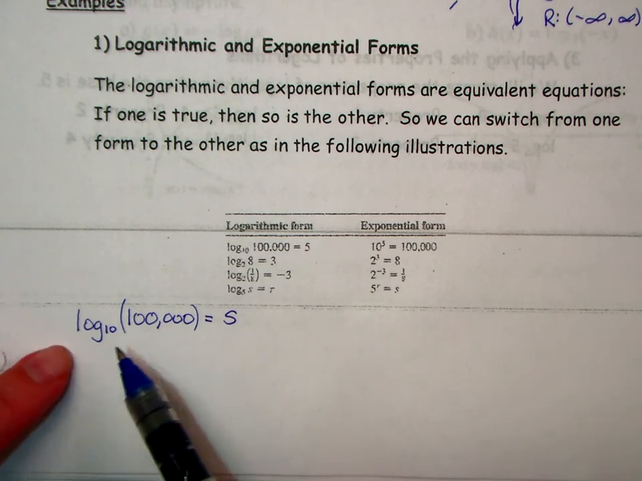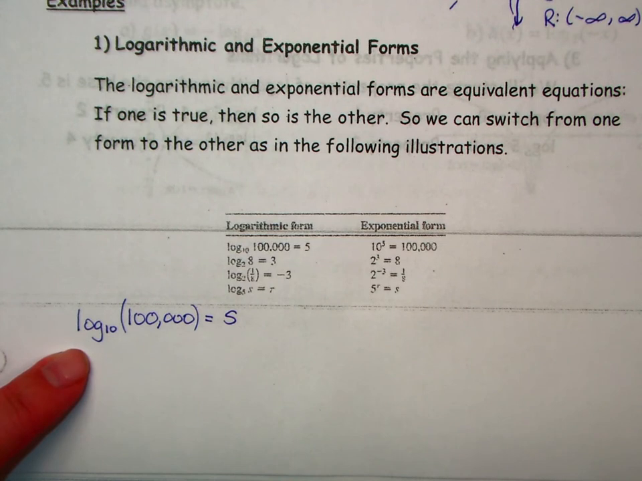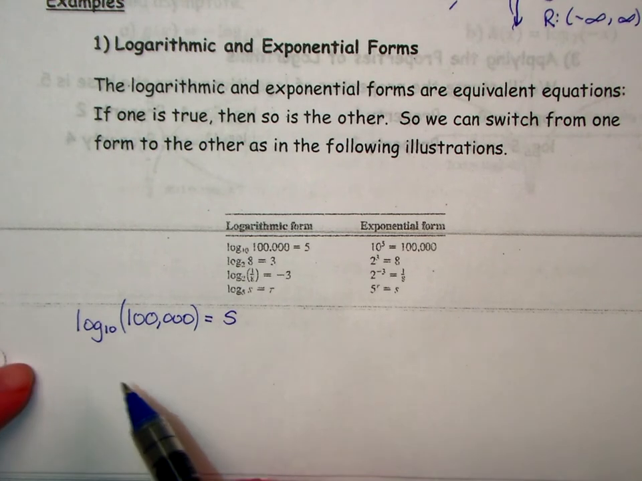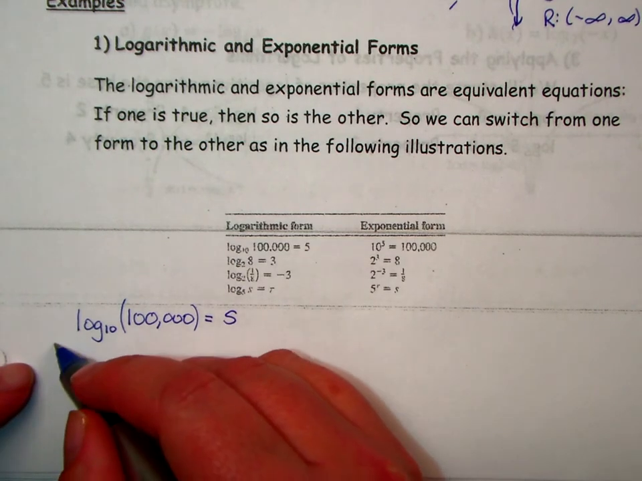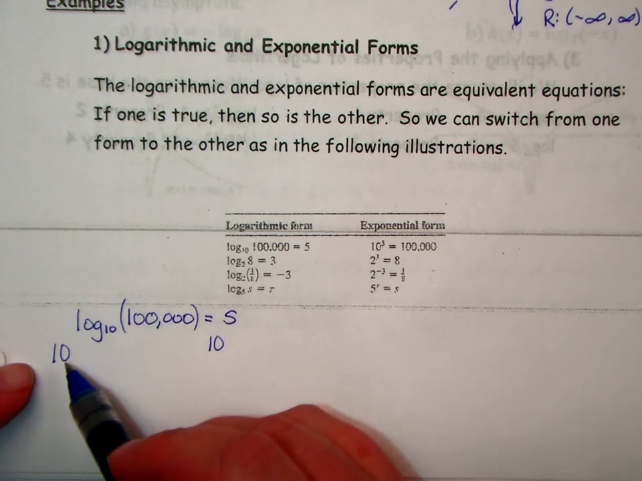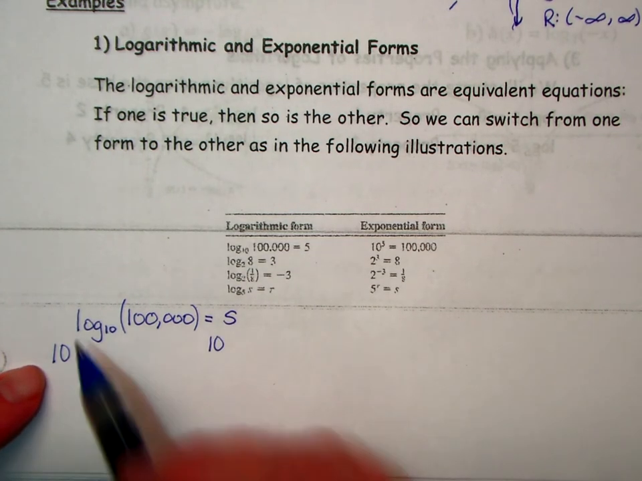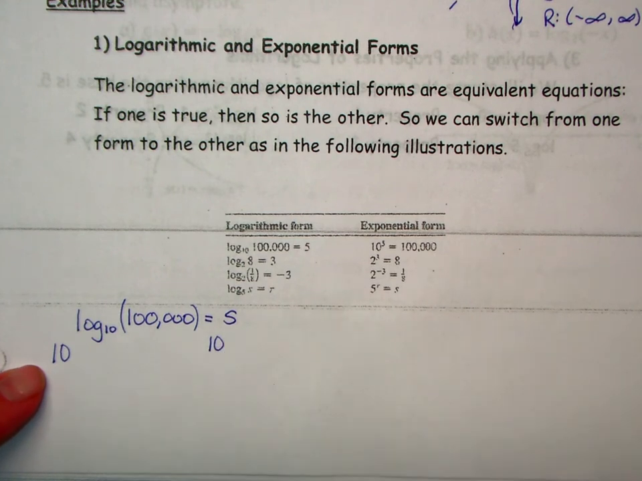If I wanted to change this logarithm to its exponential form, I want to cancel log base 10. Because exponentials and logarithms are inverses, it's the exponential that's going to cancel this log base 10. So I'm going to raise 10 to both sides here. This now reads 10 raised to the power of log base 10 of 100,000 equals 10 raised to the fifth.